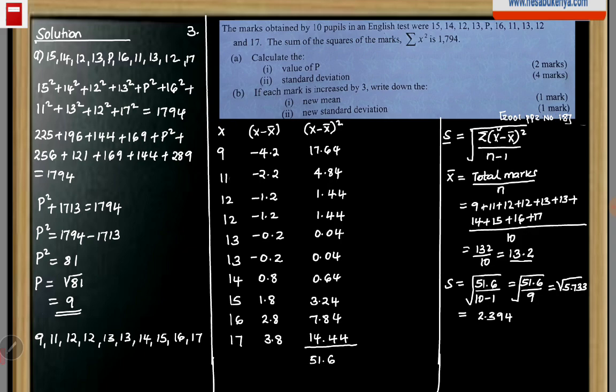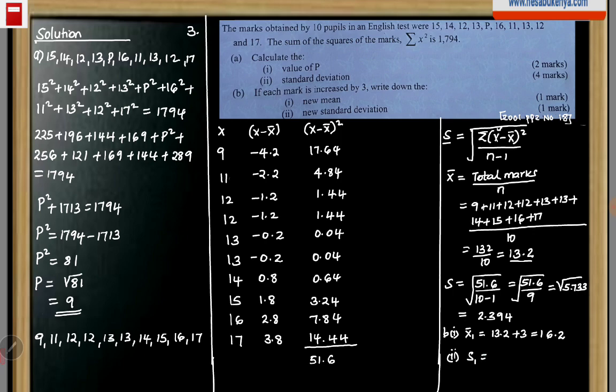Now to answer part B, we are told that if each mark is increased by 3, write down the new mean. So for part B, Roman 1, if we increase each mark by 3, then the mean also increases by 3. So our new mean will be 13.2 plus 3, which is equal to 16.2. And then for Roman 2, we are required to give the new standard deviation.